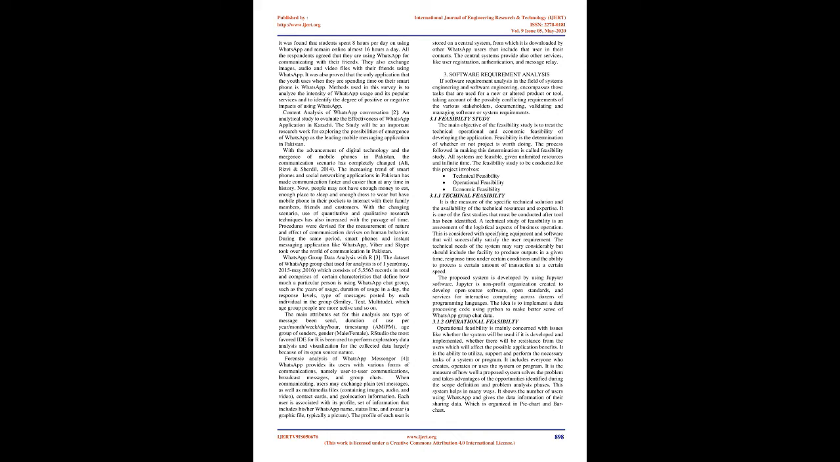in Pakistan. 3. WhatsApp group data analysis with R. The dataset of the WhatsApp group chat used for analysis is of 1 year, May 2015 to May 2016, which consists of 5,5563 records in total and comprises certain characteristics that define how much a particular person is using the WhatsApp chat group, such as the years of usage, duration of usage in a day, the response levels, type of messages posted by each individual in the group, smiley, text, multimedia, which age group people are more active, and so on.